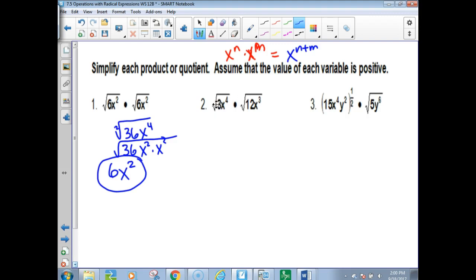Since these are both an index of 2, we can multiply what's underneath the radicals. 3 times 12 is 36. X to the 4th times x to the 3rd is x to the 7th. You add the exponents. Now we'll just do the property that I explained to you the other day. The square root of 36 is 6. This is an index of 2, so 7 divided by 2 goes evenly 3 times, but there was one remainder, so you have a square root of x left. So it's 6x cubed times the square root of x.